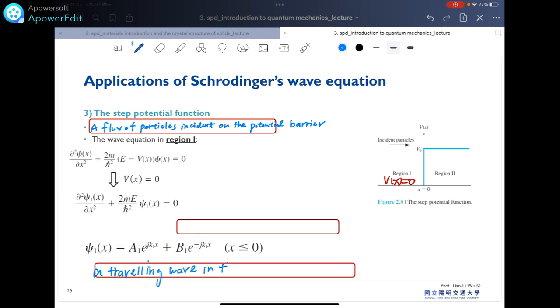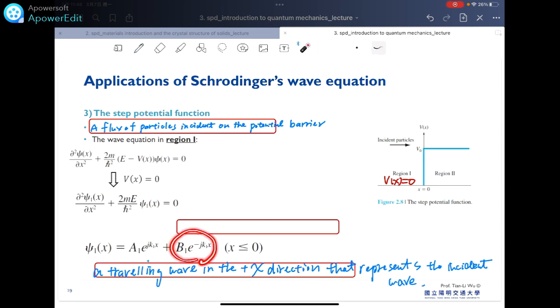The traveling wave in the positive x direction represents the incident wave. And then, of course, this other one is just the opposite, a traveling wave in the negative x direction.